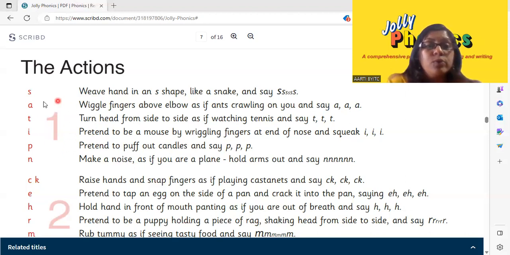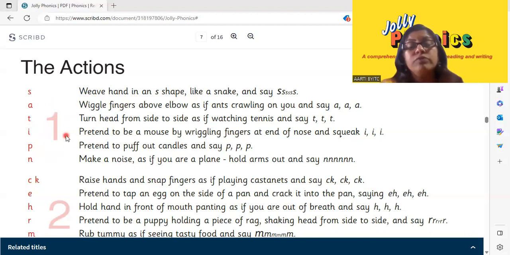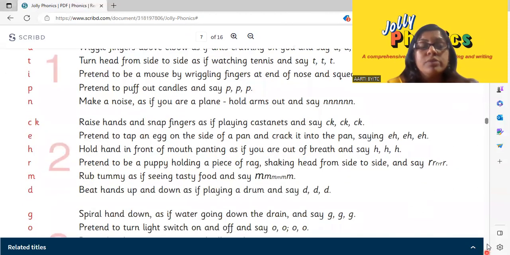So this is all about group one. In the beginning of the tutorial, I told you there are a number of groups under which we have divided the letters, and it is not in a sequence actually. So group 1, I've already told you the actions. Now I'm slowly moving toward group 2, where I can see C and K.